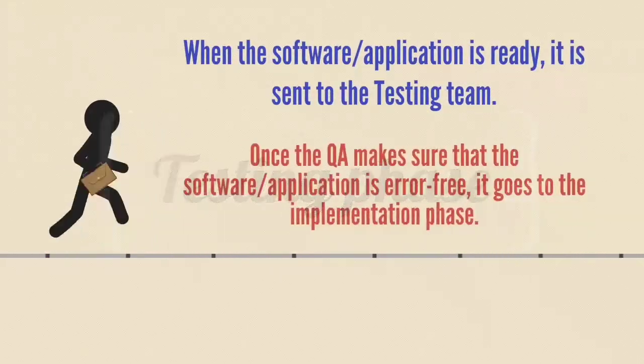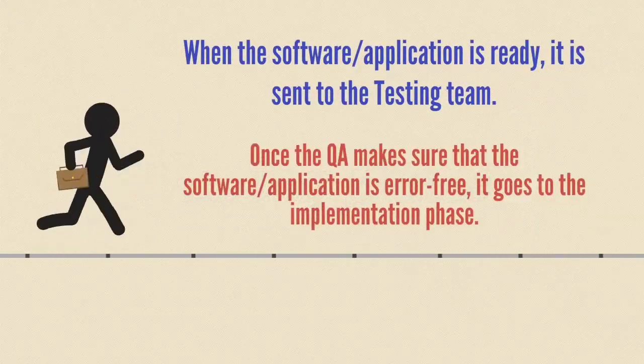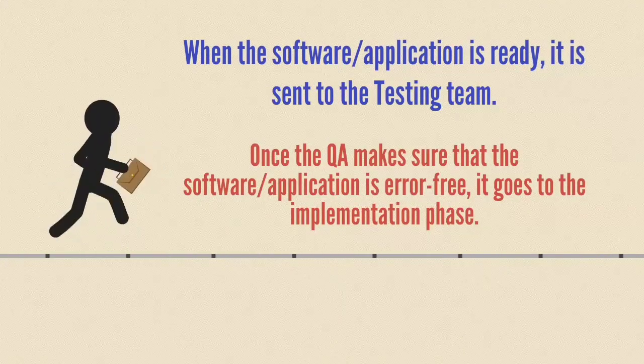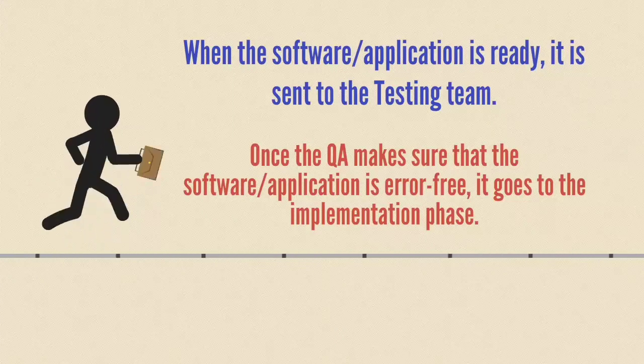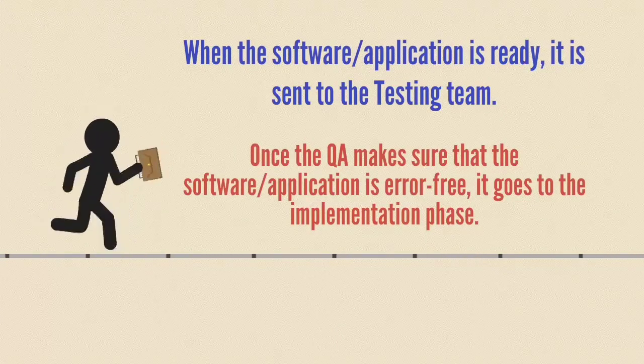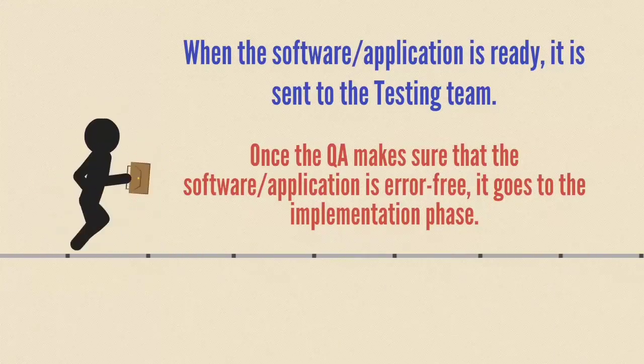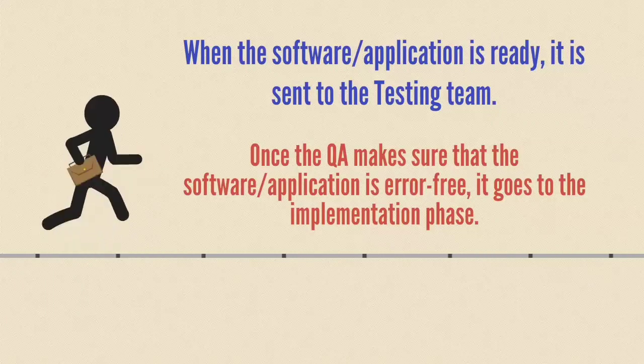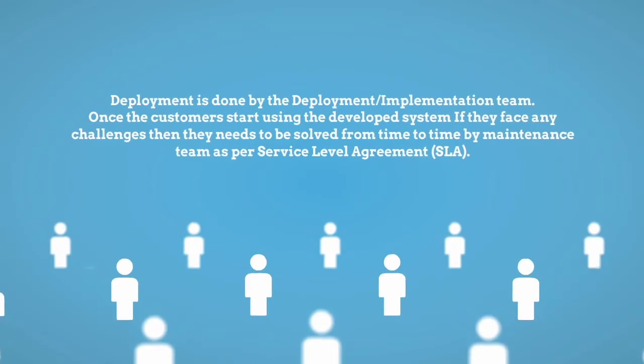Testing phase. When the software application is ready, it is sent to the testing team. They either test it manually or using automated testing tools, depending on the process defined. Once QA makes sure that the software application is error-free, it goes to the implementation phase. The outcome of this phase is a quality product and testing artifacts, test cases.